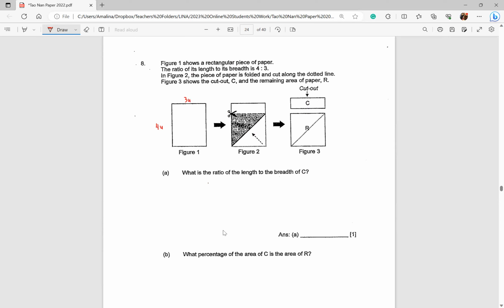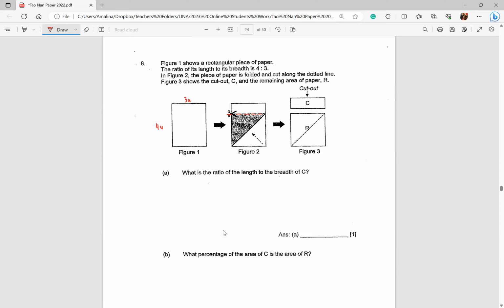Now in figure 2, the piece of paper is folded and cut along the dotted line. So this is my dotted line. You cut along this dotted line. Now figure 3 shows the cutout C and the remaining area of your paper R. So you realize that this area R is actually a square. Okay, so what is the ratio of the length to the breadth of C?